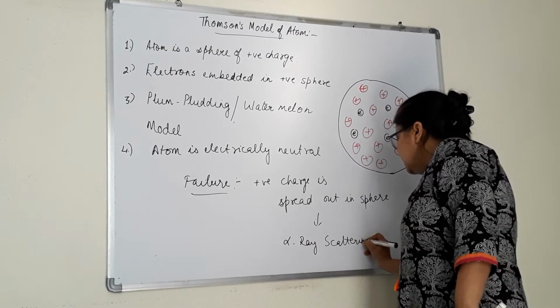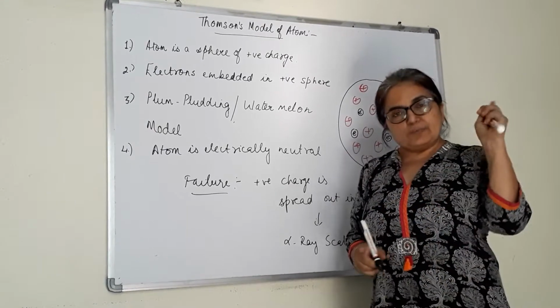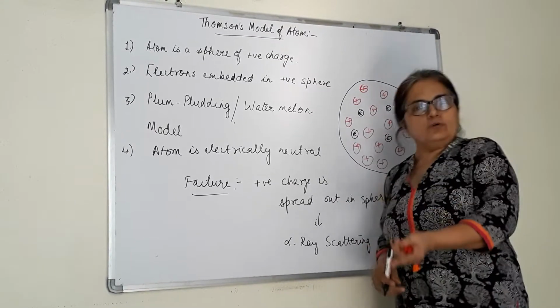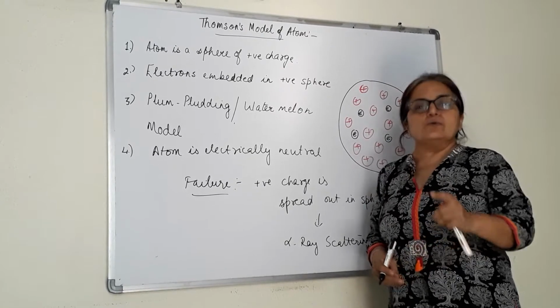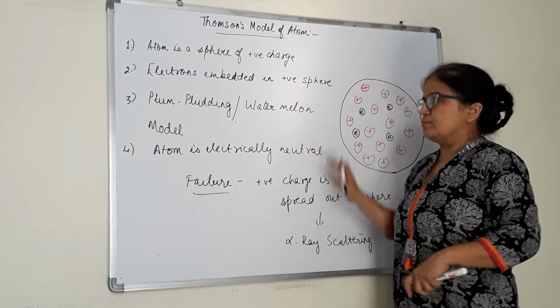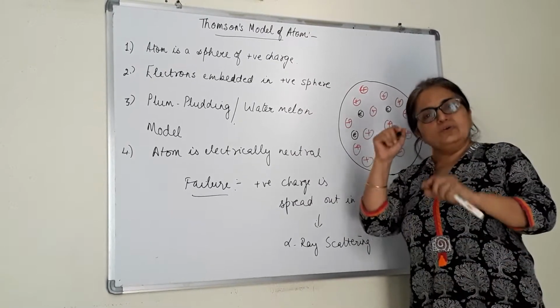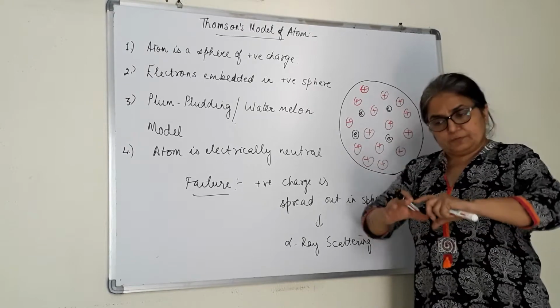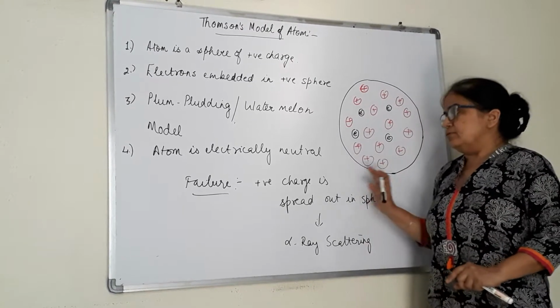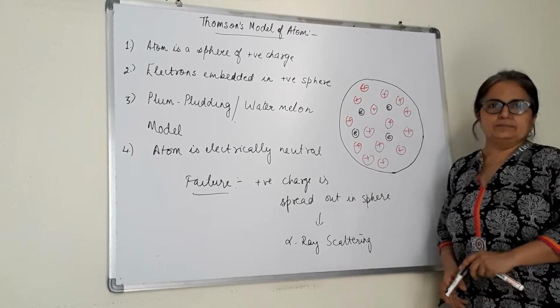So we are doing this in sequence, children. First the electron was discovered, by Thomson. Then the proton was discovered, by Goldstein. After that Thomson proposed the atomic model. But this did not say anything about the nucleus, the positive part, so that was the major drawback. Now we will discuss the alpha ray scattering experiment.